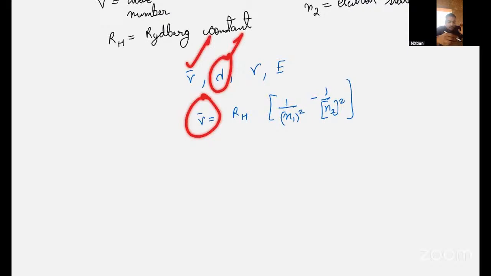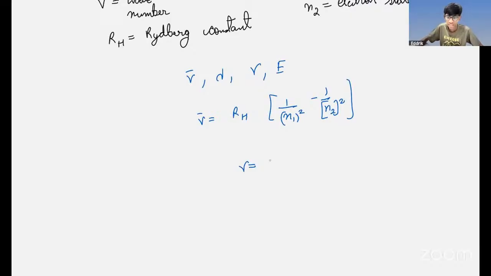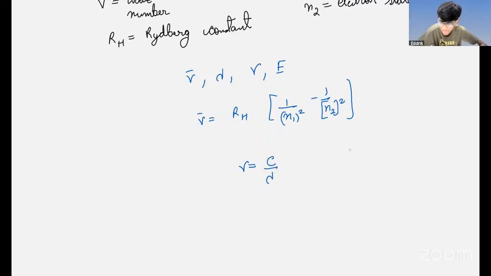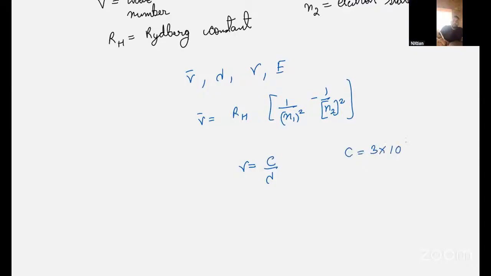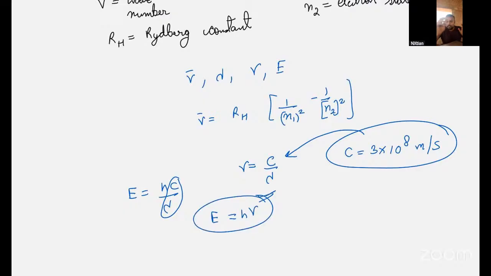Now we can calculate the wave number and wavelength easily. But how will you calculate frequency and energy? We know the frequency formula is C upon lambda. What will you write as the C value? Because it's a visible range, the speed of light is 3 into 10 power 8 meters per second. Then you will get the frequency. When you get the frequency, you have to calculate the energy also. What is the energy formula? E is equal to hc by lambda, and we know that c by lambda I can substitute as nu. So it will become E is equal to h nu. Can you do it at home?